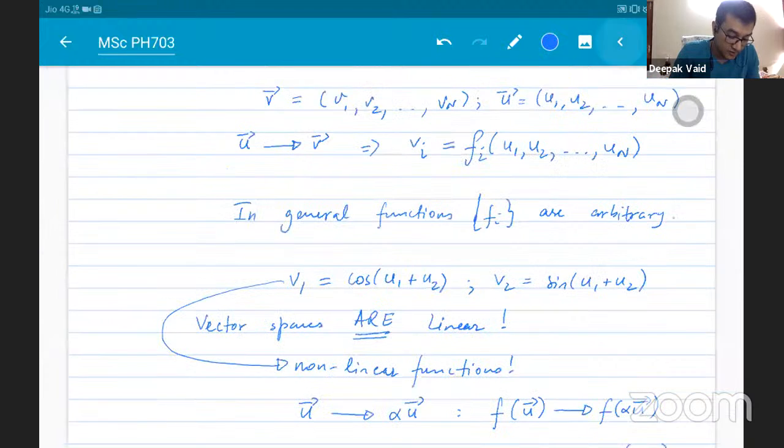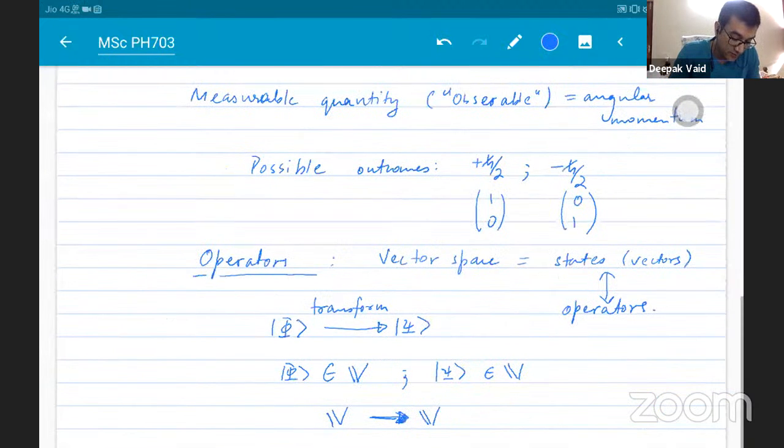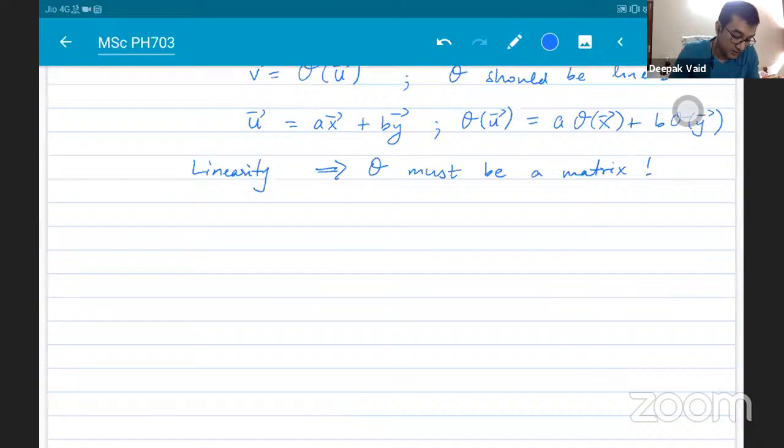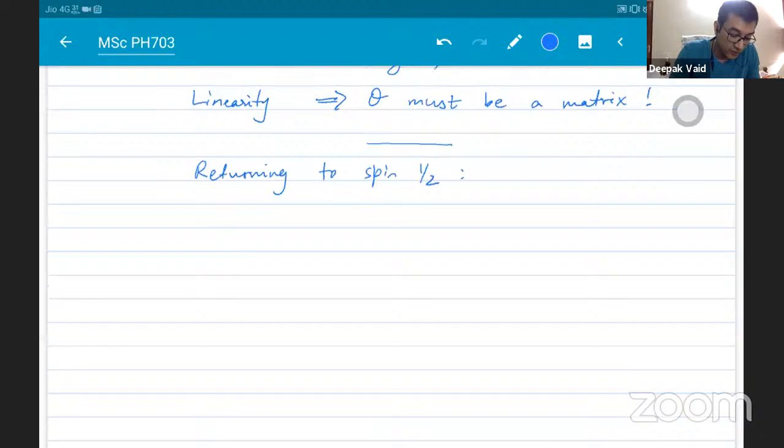So why did we start talking about operators? Because I wanted to talk about how to measure something, and we want to measure something, which in this case, that something is the angular momentum of the system. So returning to spin 1/2. Now we want to measure the angular momentum.